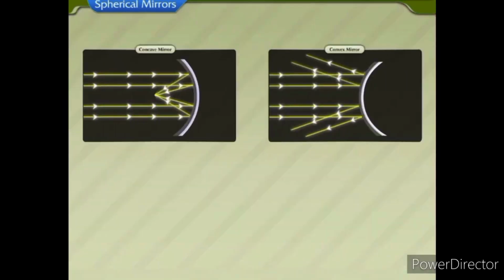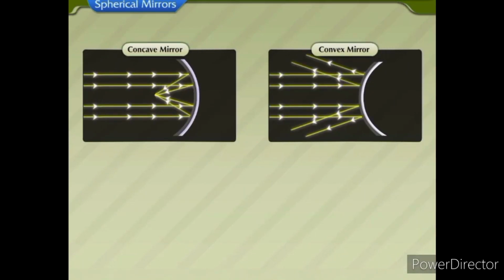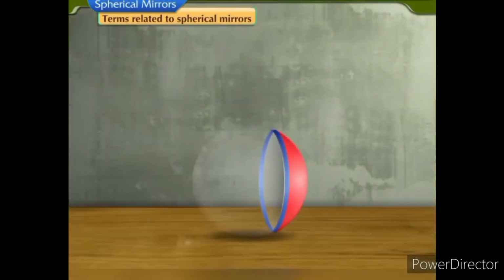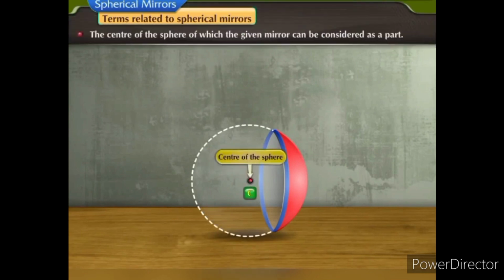Before we see how reflection takes place in these mirrors, we should get familiar with certain terms related to spherical mirrors. Terms related to spherical mirrors. Center of curvature, abbreviated as C. The center of curvature of a spherical mirror is the center of the sphere of which the given mirror can be considered as a part.